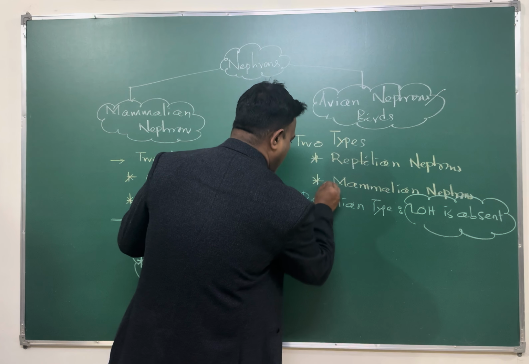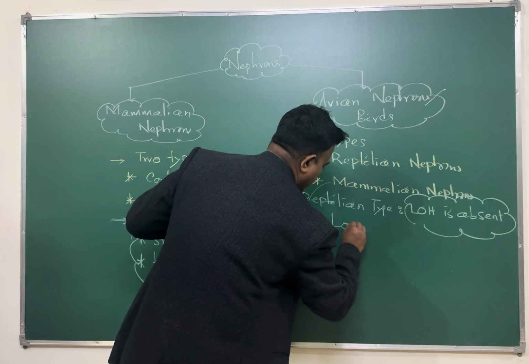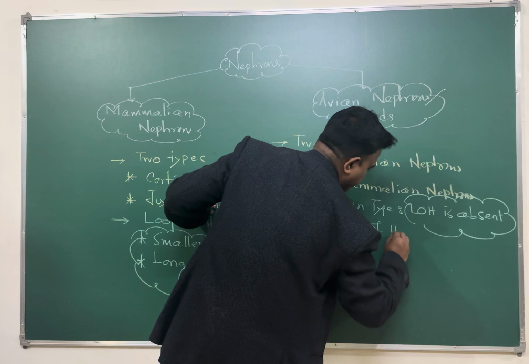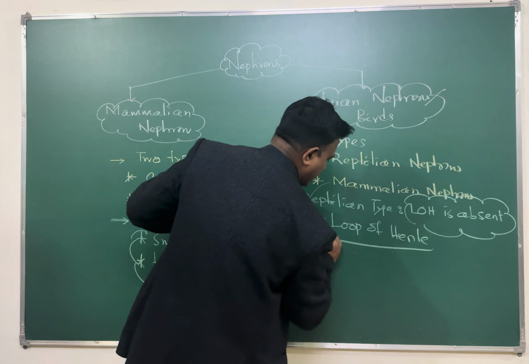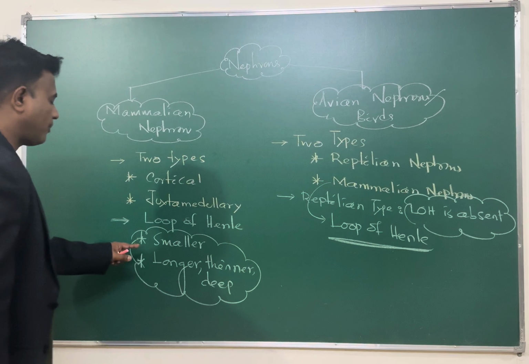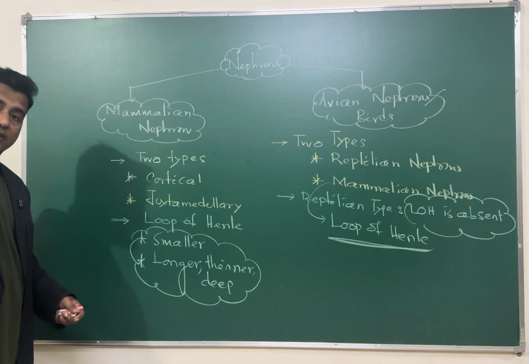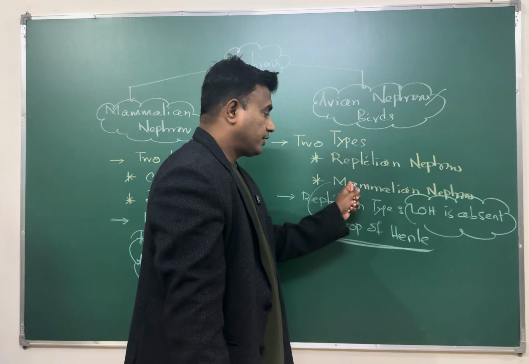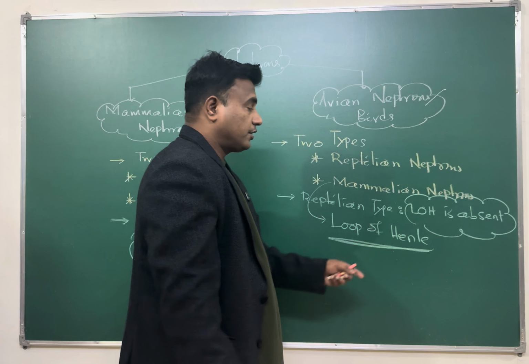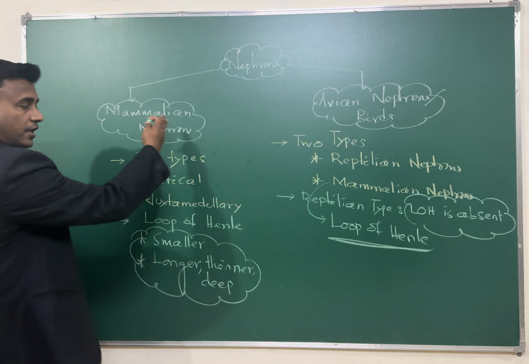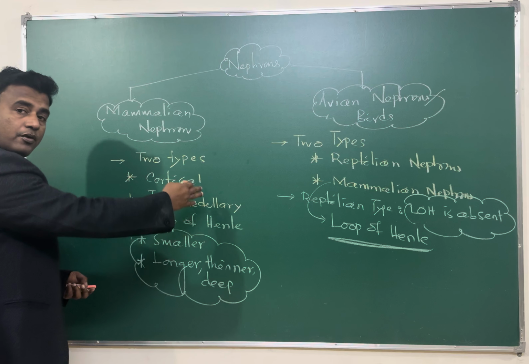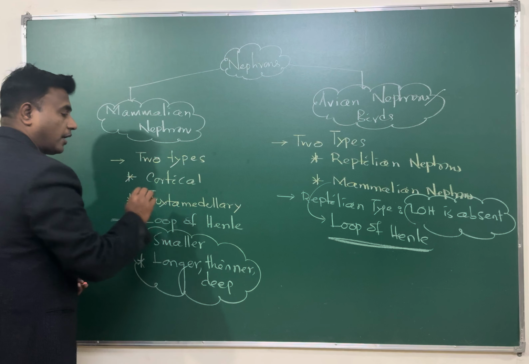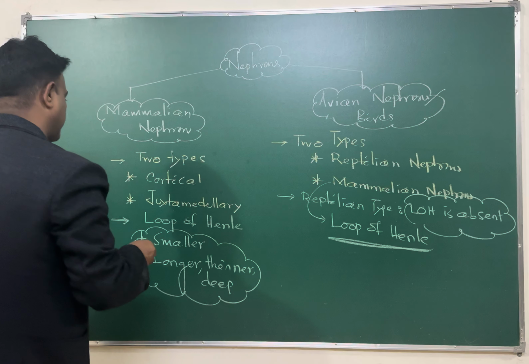And once I come to the mammalian nephron, here the loop of Henle is shorter compared to the loop of Henle which is present in the mammals. So this makes a very critical difference, as most of the nephrons belonging to the reptilian type, almost 100%, are lacking the loop of Henle. This phenomenon is not seen in the mammalian type of nephrons, both in the cortical and juxtamedullary.